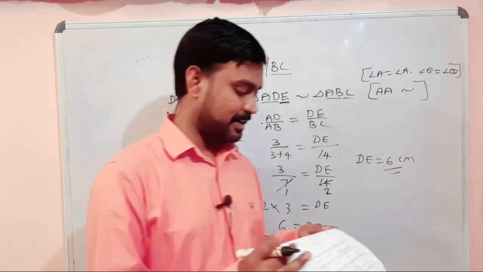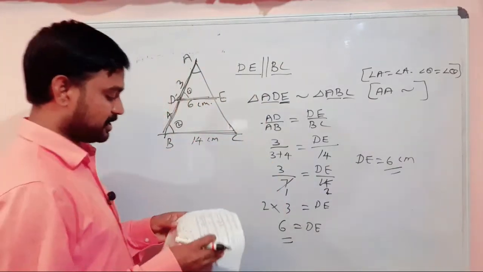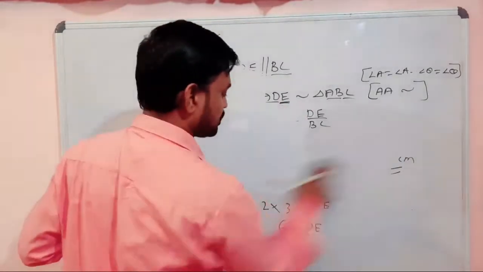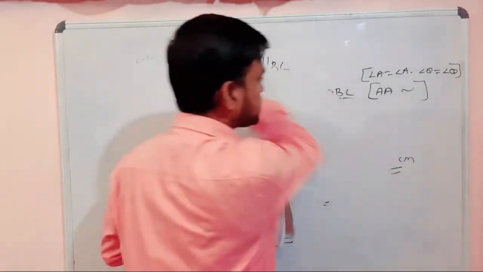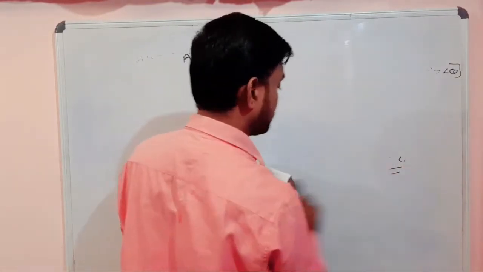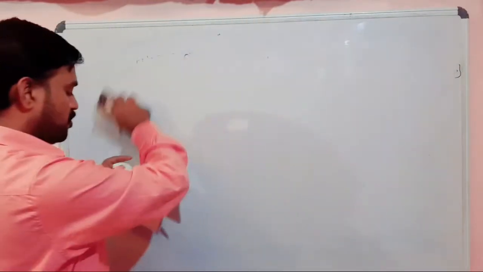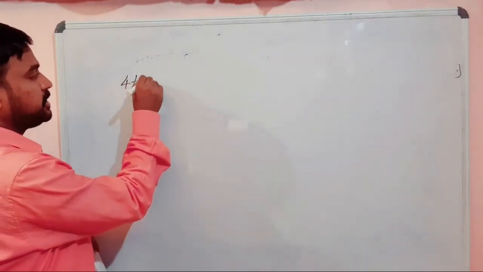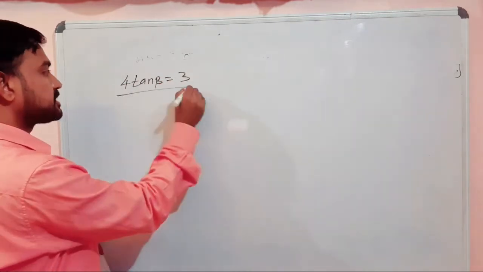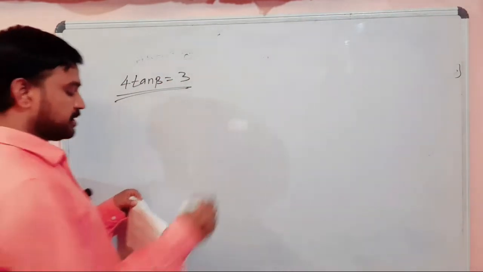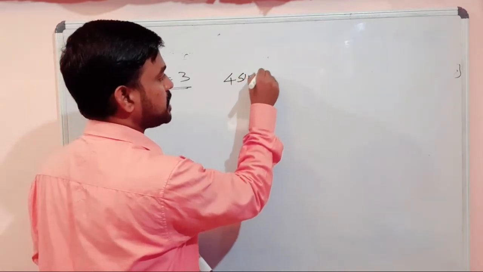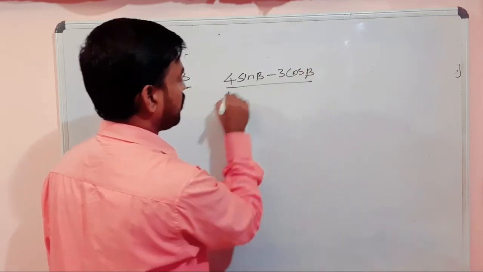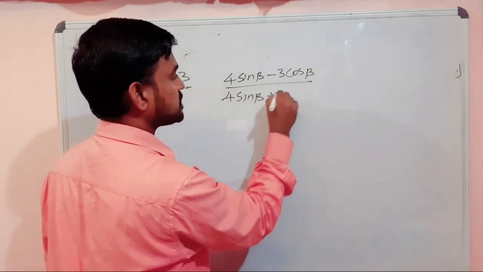Question number 18. Yes, question number 18. 17 is completed. What is question number 18? If tan beta is equal to 4 by 3... It is given that 4 tan beta is equal to 3, which is given. This value is given, and there is a question: find (4 sin beta minus 3 cos beta) divided by (4 sin beta plus 3 cos beta).